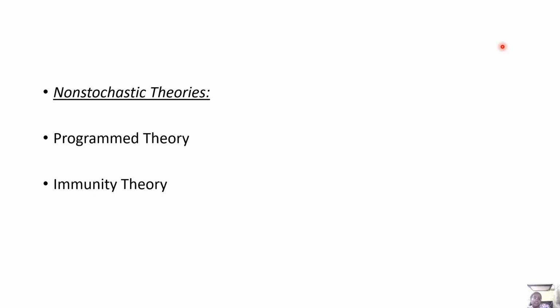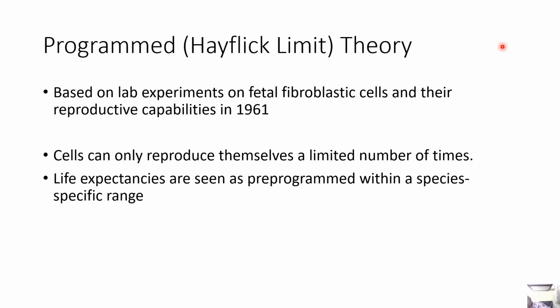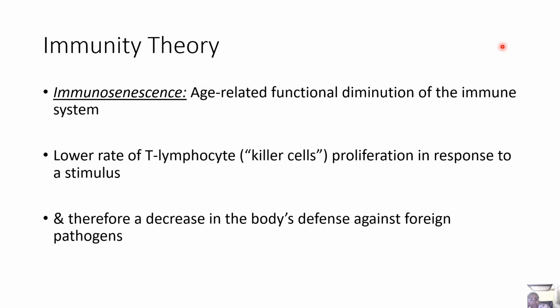Now, what are the non-stochastic theories? Program theory and immunity theory. So, what is the programmed or Hayflick limit theory? Based on lab experiments on fetal fibroblastic cells and their reproductive capabilities in 1961, cells can only reproduce themselves a limited number of times. Life expectancies are seen as pre-programmed within a species-specific range.